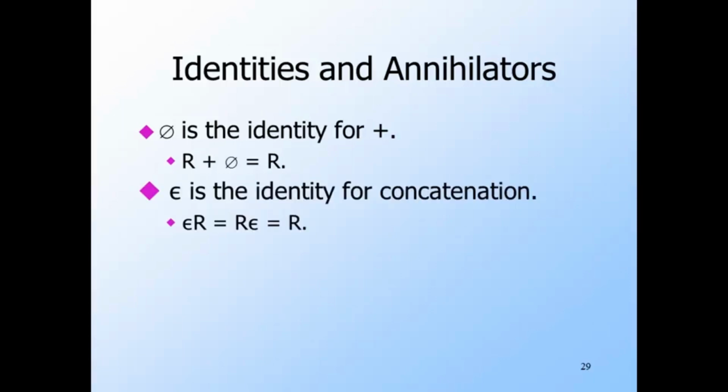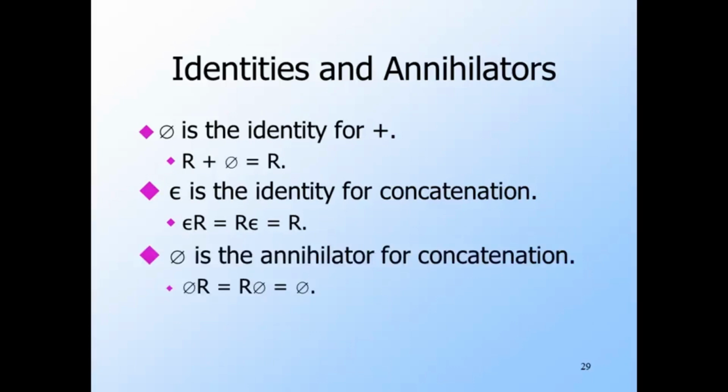The language containing only the empty string is the identity for concatenation. Concatenating any string s with the empty string yields s, so concatenating the language represented by the regular expression epsilon with any other language, say the language represented by regular expression r, will result in the same language, the one represented by r. Finally, the empty set is the annihilator for concatenation.